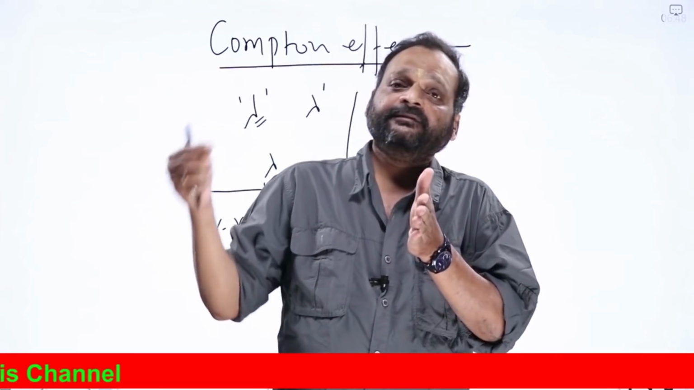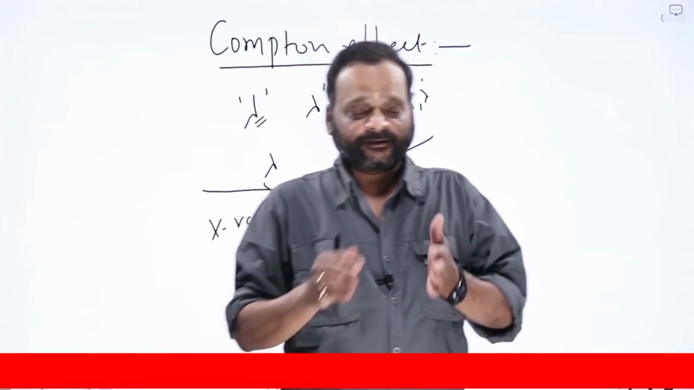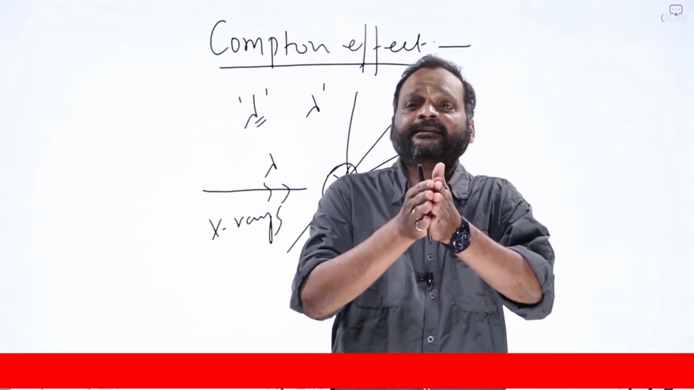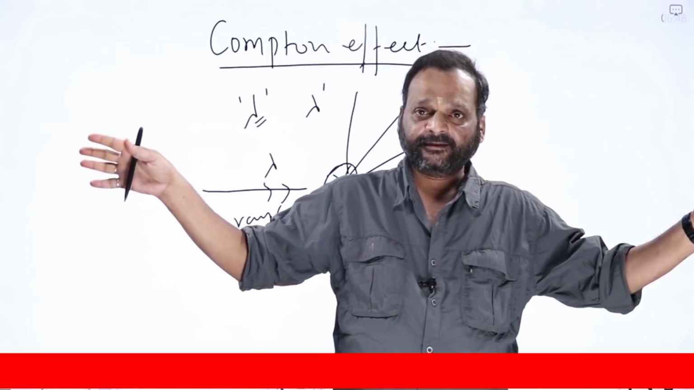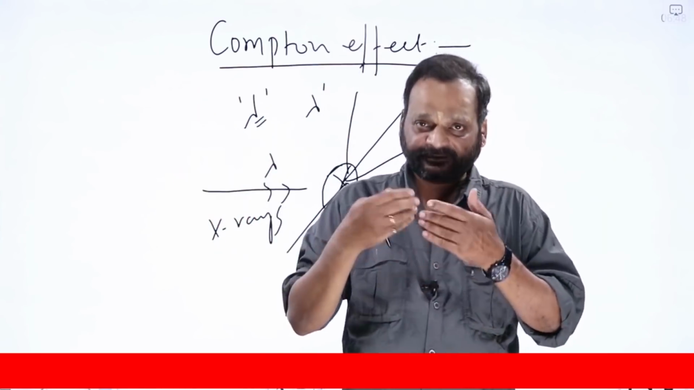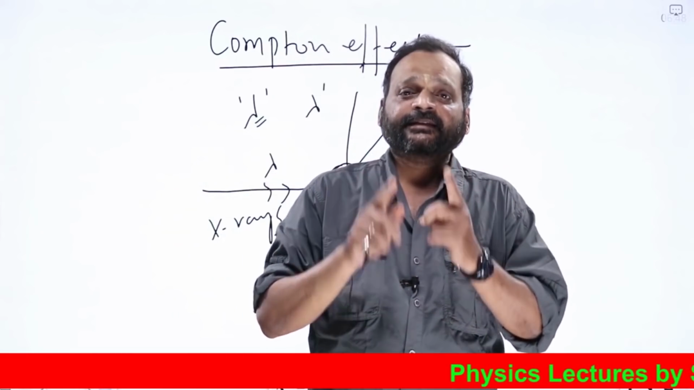If the wavelength of the incident light remains the same, it is called coherent scattering. Okay, so scattering is of two types. When a light beam falls on some target and gets scattered in all directions, and in any direction you find the same wavelength that you have sent, there is no new wavelength, that is known as coherent scattering, right?